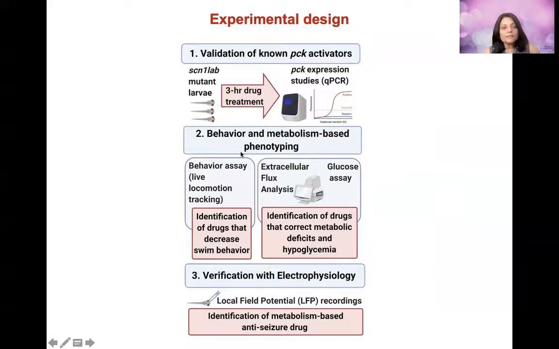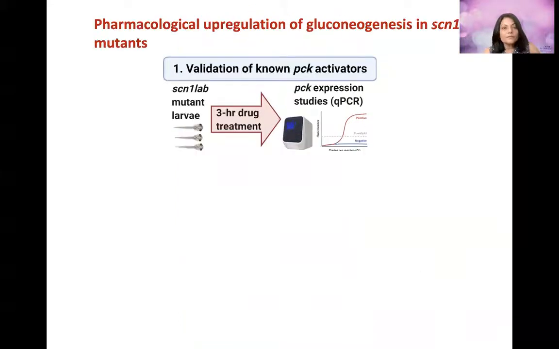And then secondarily, we would take these hits from this model and put them through phenotyping assays. And we had a behavior assay and the metabolic assays. And lastly, if there were any hits in this phenotyping assay, we would test them in electrophysiology. So I'm going to go through 3 of these steps here. And the first was using pharmacological agents to upregulate the expression of these gluconeogenesis genes.